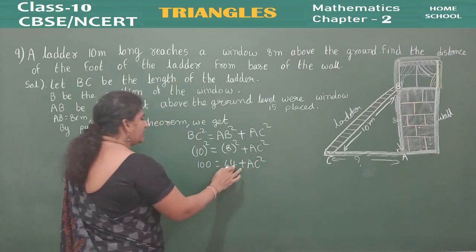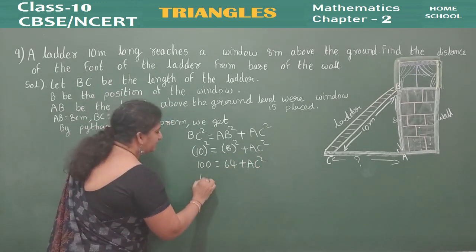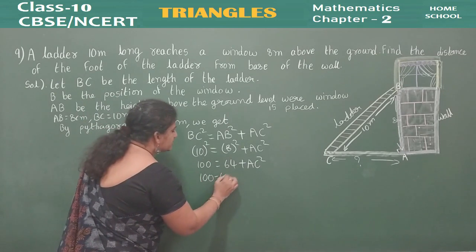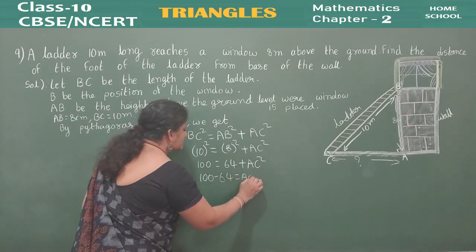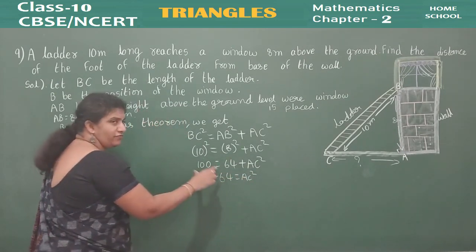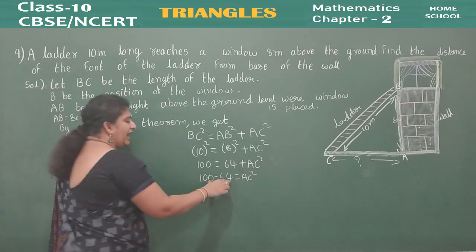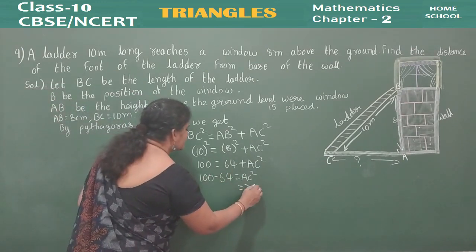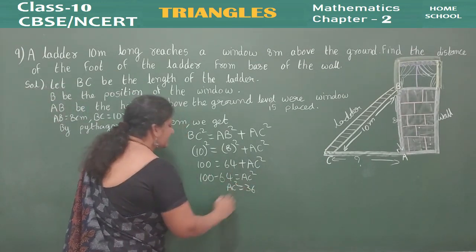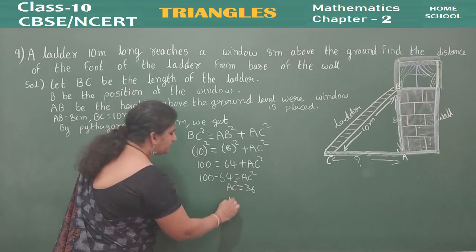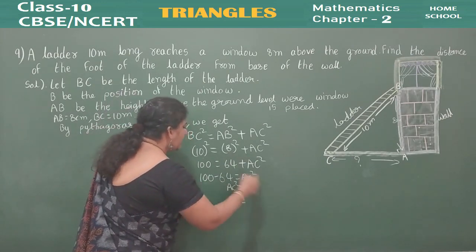So AC square, and this 64 bring to this side. 100 minus 64 is equal to AC square. 100 minus 64 will be 36. At a time reverse, children: 36 on this side and AC square on this side. Now remove the square. Apply square root.